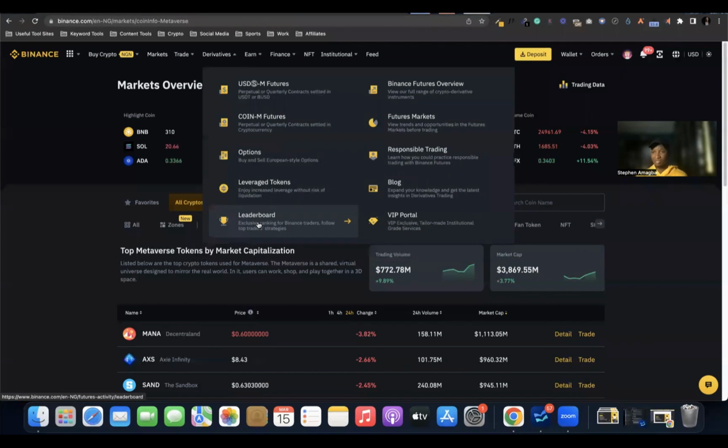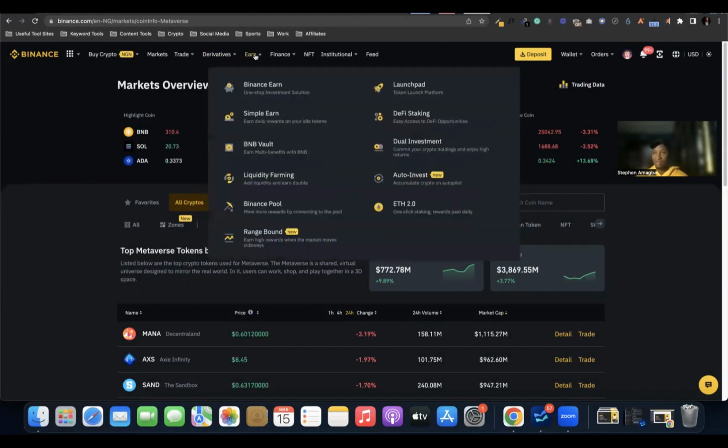You can actually see trader leaderboards, futures trader leaderboards, where you can see the traders who are making the most profits. We also have the Binance futures overview. That's where you see everything happening in Binance futures all on one page. We also have the futures market and other things, including the futures blog, which is where you can learn more about the Binance futures platform and get the latest insights in the derivatives trading market. We also have VIP portal services for our VIP traders.